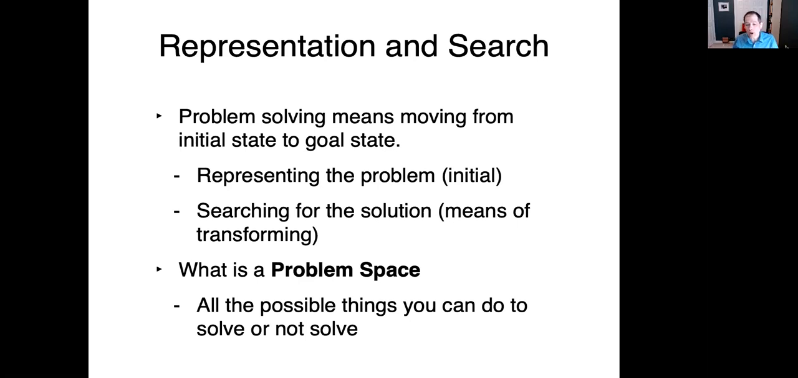So we described what a problem space is earlier in this lecture. We said it's all the possible things you can do to solve or not solve a problem, all of the possible steps that you can take.